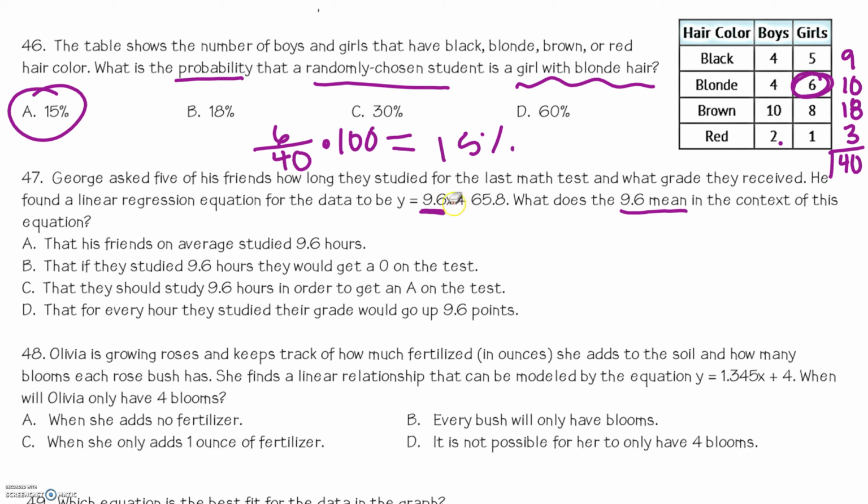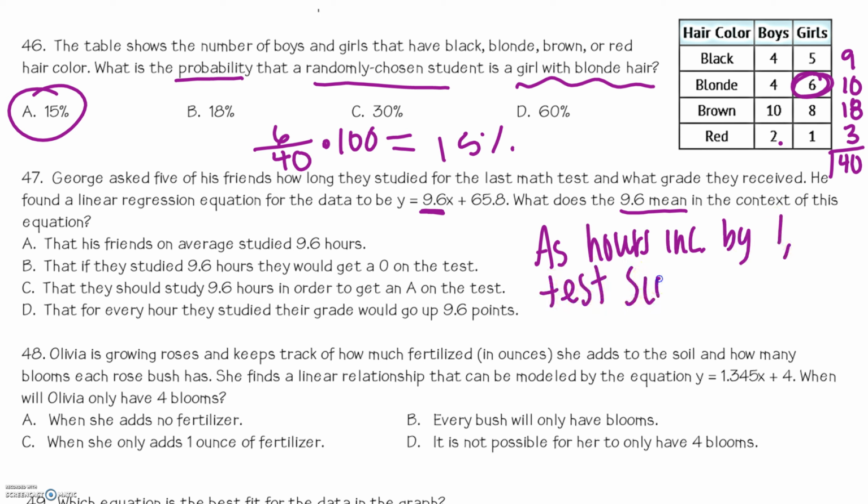So as your hours increase by 1, and I'm just going to start writing this out as interpreting the slope, as hours increase by 1, the test score, all right, this is where the slope comes in, is 9.6. Is it positive or negative? It's positive. Test scores increase by 9.6 points. Okay, so I'm going to figure that out.